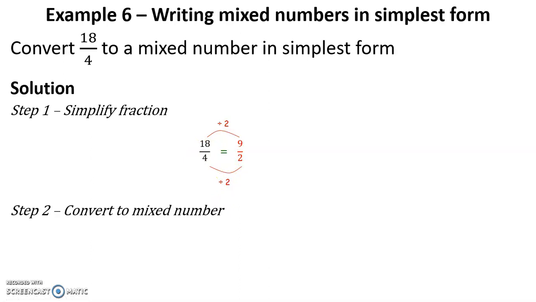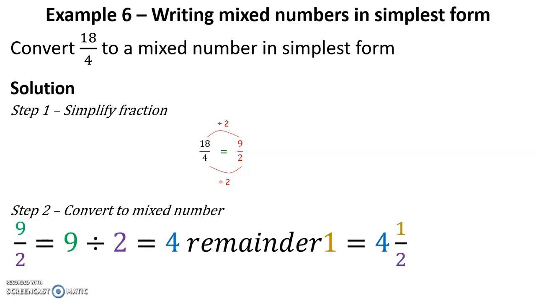Step 2, convert to mixed number. So now I want to convert my 9 over 2 into a mixed number. So what am I going to do? Same thing here. I divide my numerator by my denominator. So 9 divided by 2 is 4, remainder 1, because 4 times 2 is 8, plus 1 is 9. The 4 becomes my whole number out the front. My remainder is my numerator, and my denominator remains the same as 2.